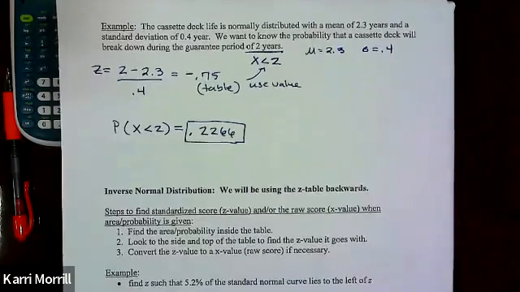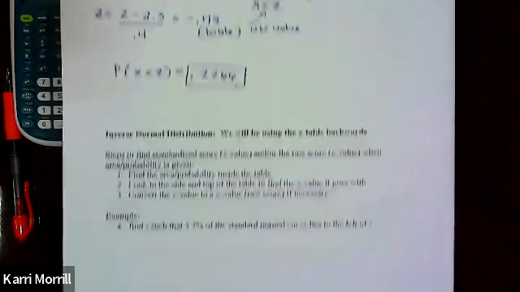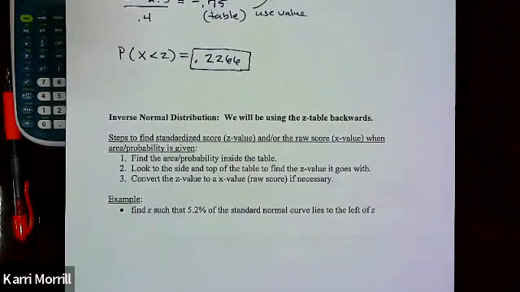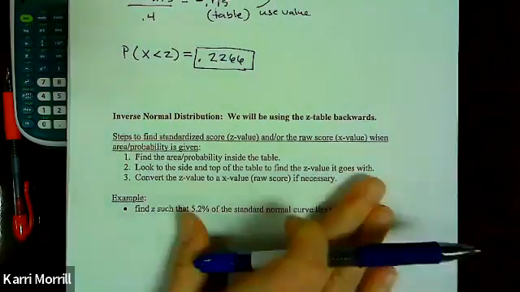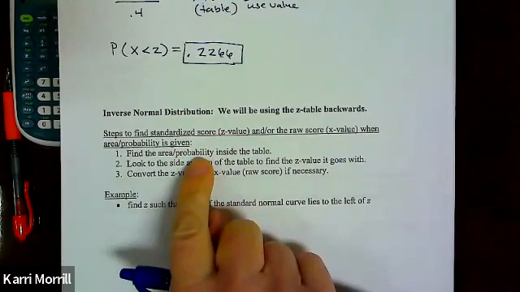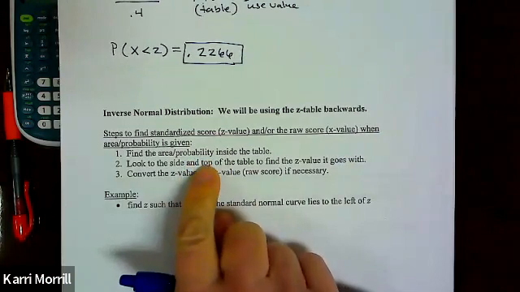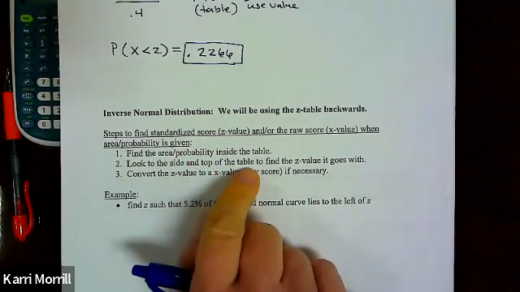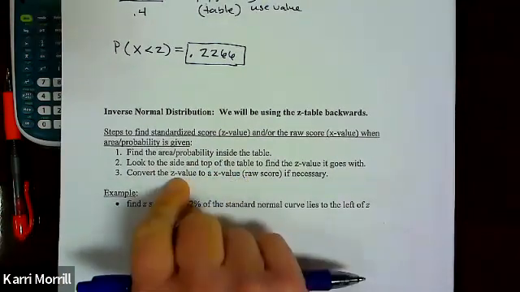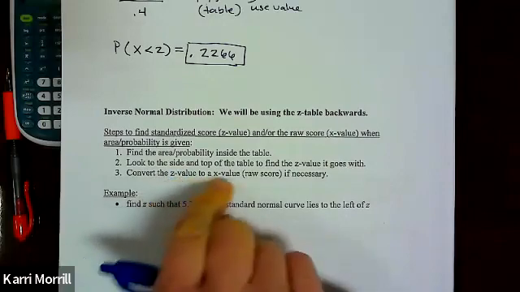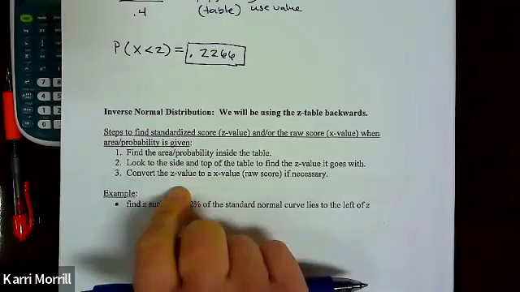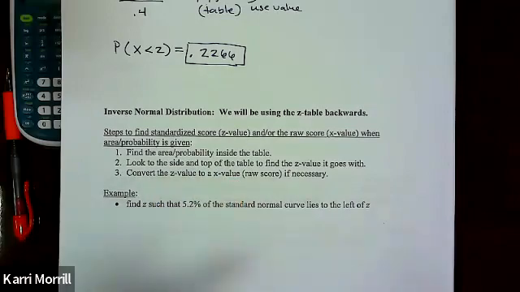So, steps to find a standard score, z-value, and or the raw score, the x value, when the area or the probability is given. I just kind of showed you that on the table. You're going to find the area inside the table and look to the left and the top to find the z-value that goes with it. Then we might need to, in the next step, convert that z-value to an x value if we want a raw score. That just depends on if they're asking for our z-value or our x value.